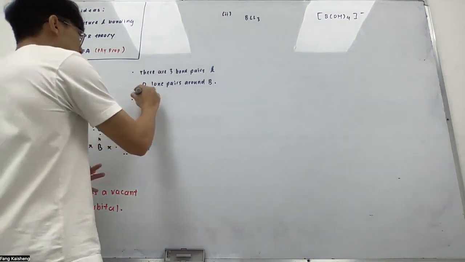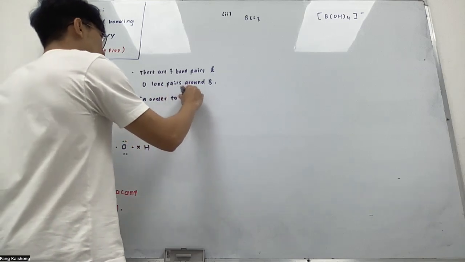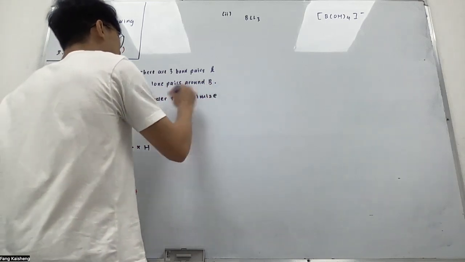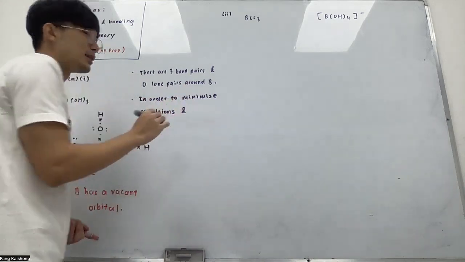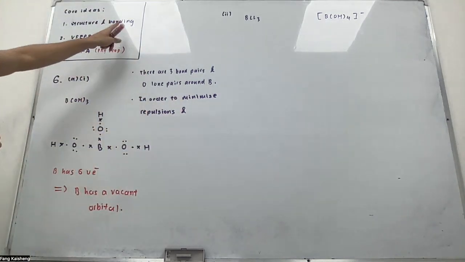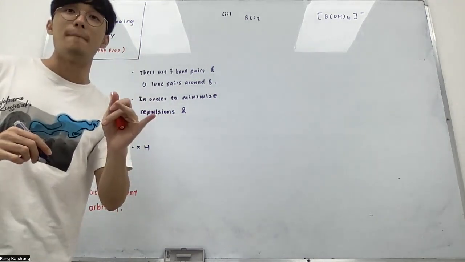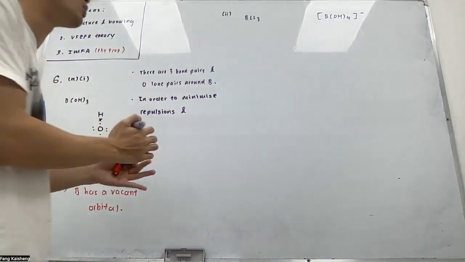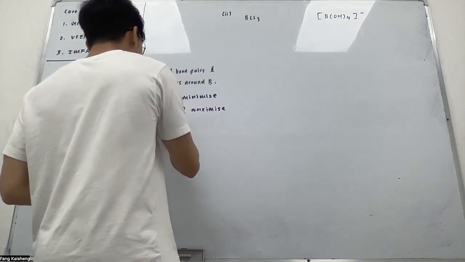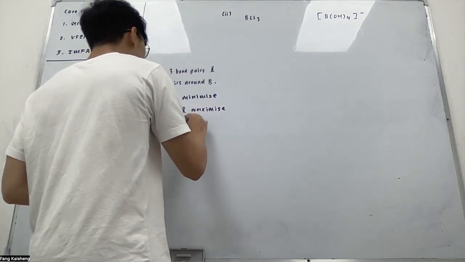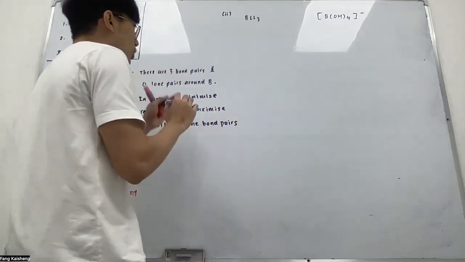Hence, let's say, in order to minimize repulsions. And you can even say to maximize stability, which is not necessary, but I think it's good. To help you understand why we are studying VSEPR: VSEPR is a core idea so that the compounds are as stable as possible. That's why you have so many wonky shapes and bond angles. So in order to minimize repulsions and maximize stability, the bond pairs arrange themselves as far apart as possible on boron.